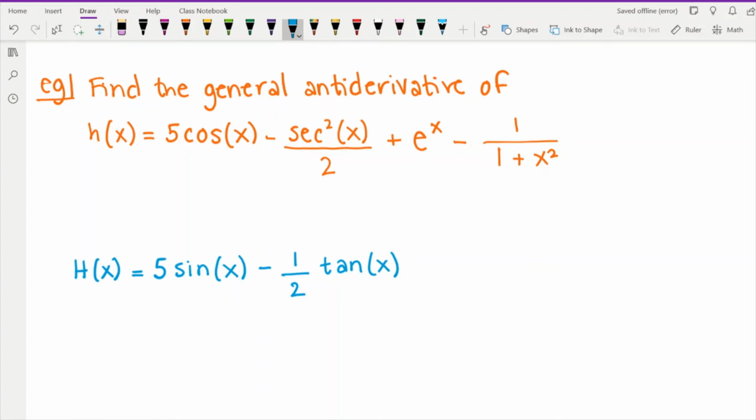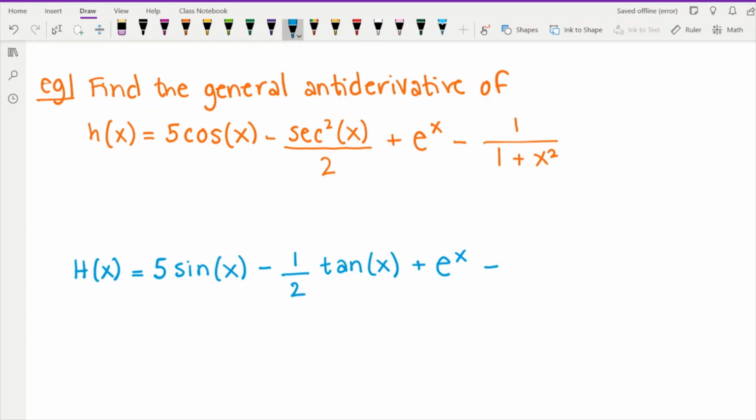Okay, next we have e to the x. So what is the function that when you take its derivative, you get e to the x? Well, this one is just e to the x, right? The derivative of e to the x is e to the x, and therefore the antiderivative of e to the x is e to the x.